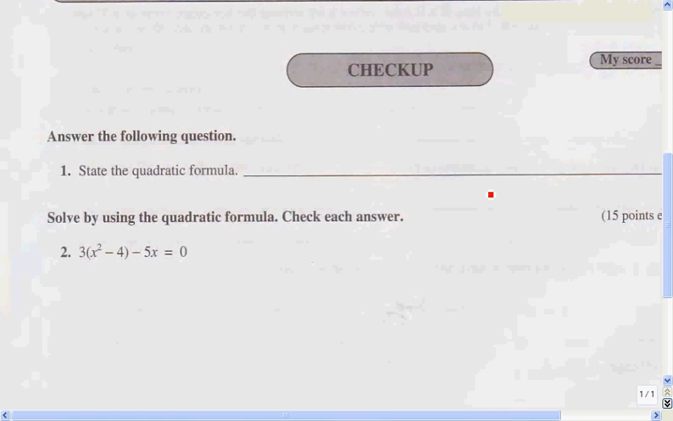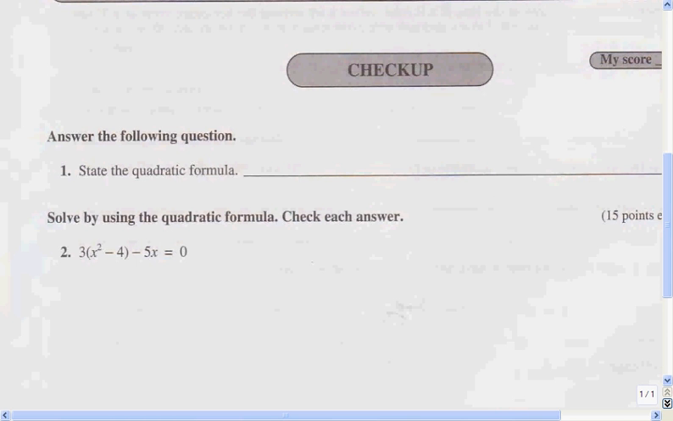Okay, here we're doing the checkup. Try to do the checkup by yourself and just use this as a reference. If you get stuck, just turn to the video, but please don't do the checkup while watching the video. Try to do the checkup first and use this video as a reference only, okay guys?